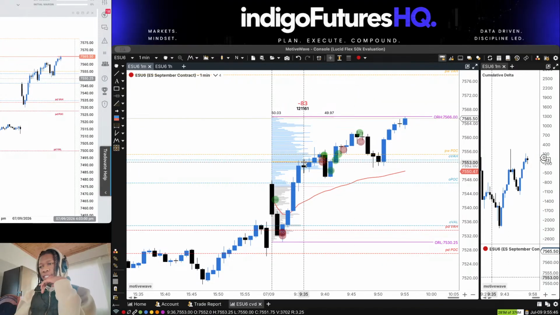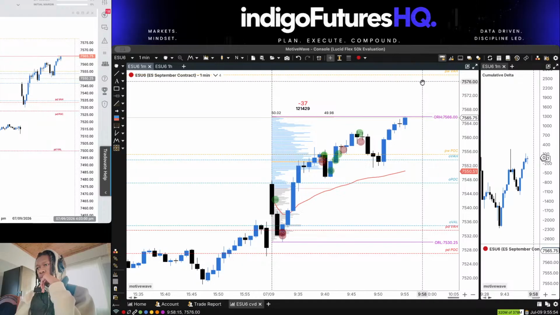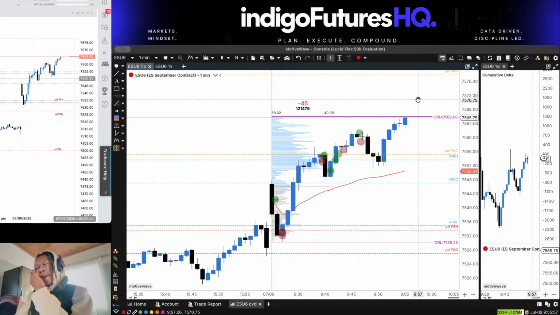Support, I guess that was support of the overnight value area high and the point of control, so pretty solid. Next thing is the previous week value area high.